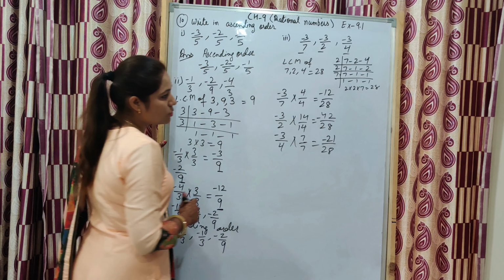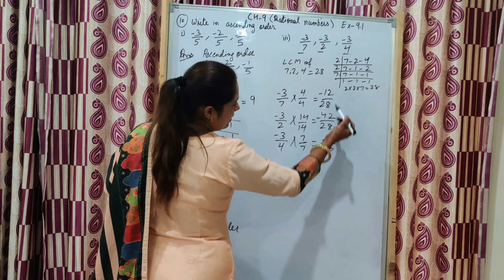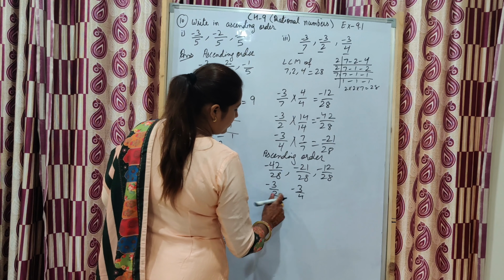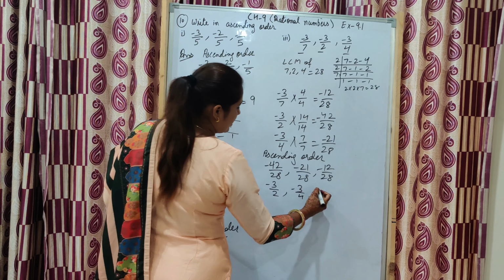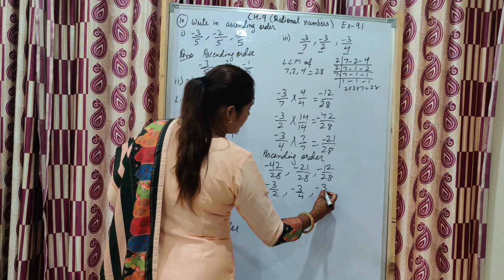Ascending means from smallest to biggest. Now minus 12, minus 42, minus 21. All are negative, so the maximum value is the minimum. So minus 42, ascending order: minus 42 upon 28, then minus 21 upon 28, and then minus 12 upon 28. Now what I have to see, in the question form, minus 42 upon 28 is minus 3 upon 2, minus 21 upon 28 is minus 3 upon 4, then minus 12 upon 28 is minus 3 upon 7, that is our answer.